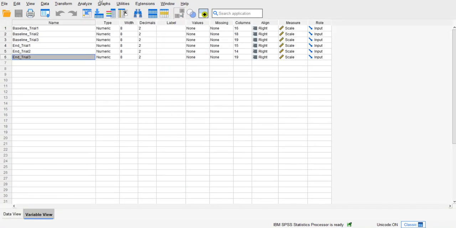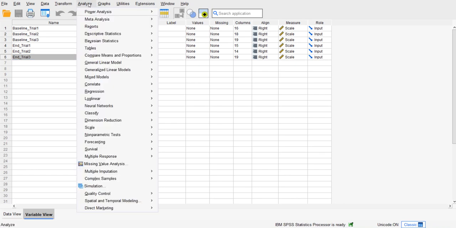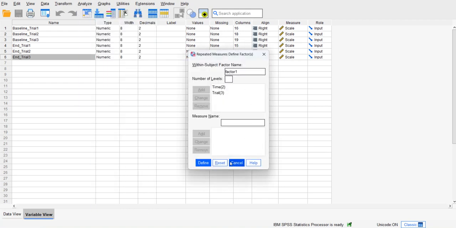So if we're going to run this, we do it slightly differently to a between factor ANOVA. We'd have to go Analyze, General Linear Model, and then Repeated Measures, because we have at least one of our factors that's measured repeatedly. So I'm just going to reset this because I've already done it. So within subject factor is the same as a repeated subject factor.